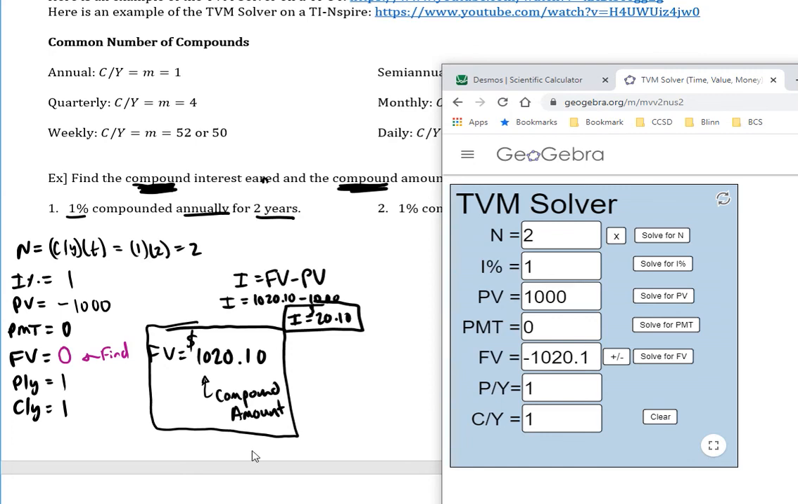Either way, notice I'm not using a negative on this answer. I would still just say $1,020.10 is the future value. So be careful of those negatives. Usually, though, it's easiest to make the present value negative. Okay, so let's see the other one.